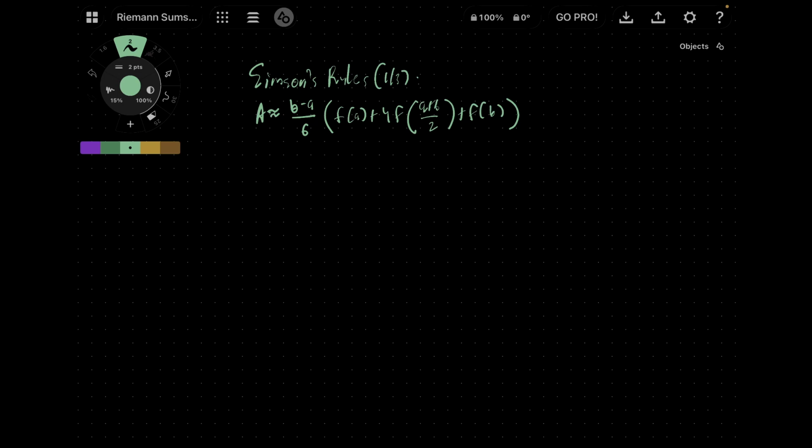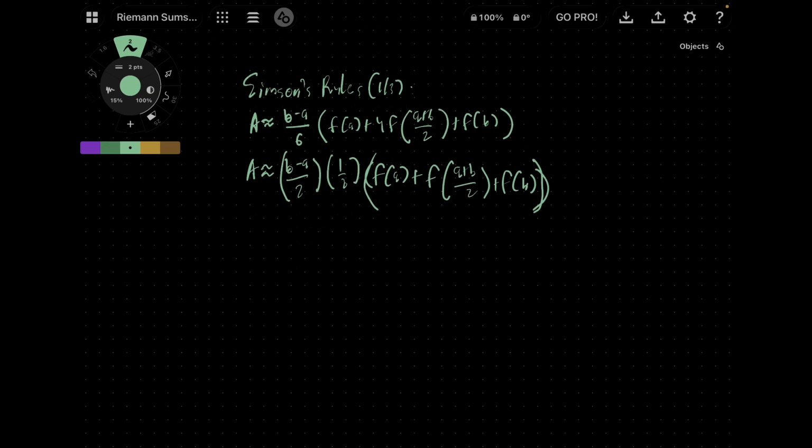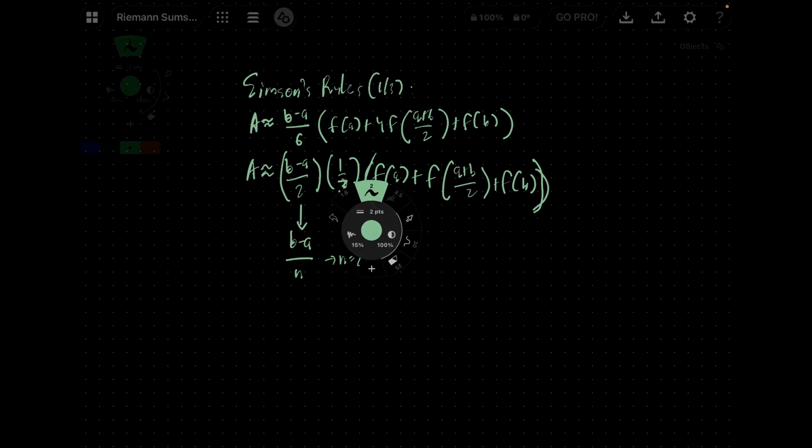Now, you might be confused why there's a b minus a over 6, and if I bring it into another form, it might become a little more clear. Over here, we have the next formula, and you might notice that b minus a over 2 looks a little familiar. That is because it is the formula of b minus a over n, where n is equal to 2. So essentially, this has 1/3 as a coefficient. That's not very uncommon; it was also in the trapezoidal rule. But instead of the 1/2, we have the 1/3 coefficient, and we have b minus a over n, where n is equal to 2.